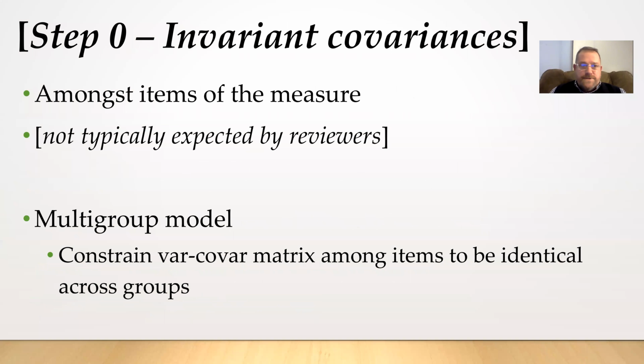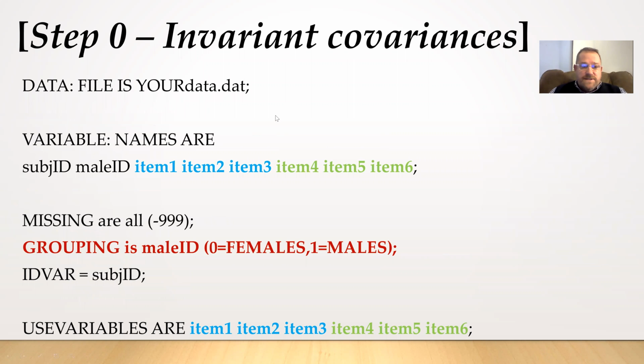So what are these steps? To test if the covariance matrix among the items is invariant, you create a multi-group model and you constrain that matrix. And that's basically the only thing your model is doing. So this is the only time you're going to see the opening part of the code. So we point it to our data file, we tell it what the variable names are. I have item 1, 2, and 3 in blue, and item 4, 5, and 6 in green, because those are our two separate subscales in this example.